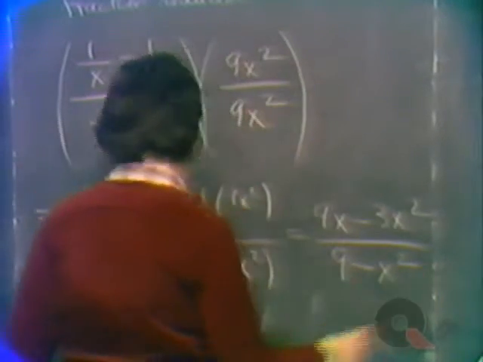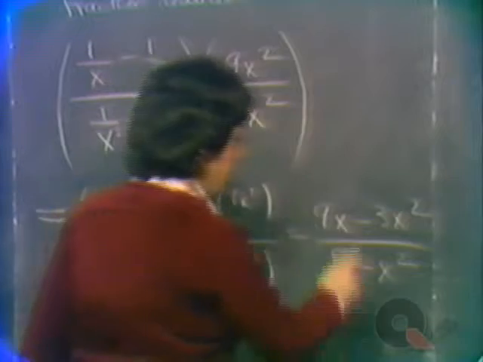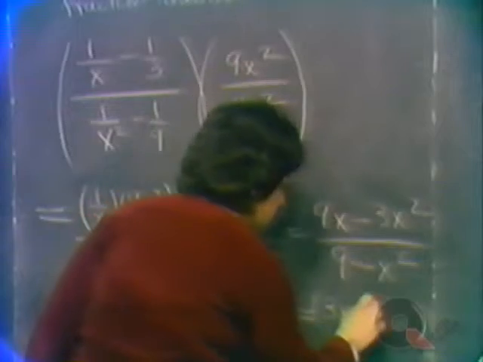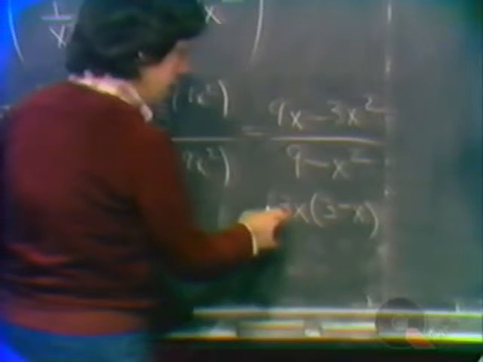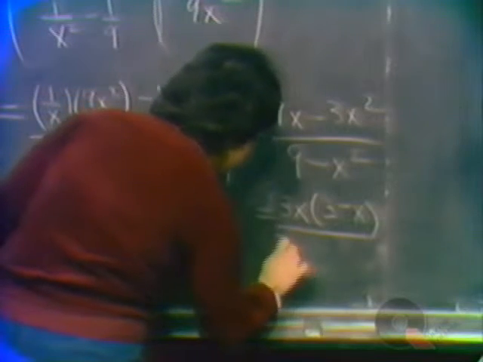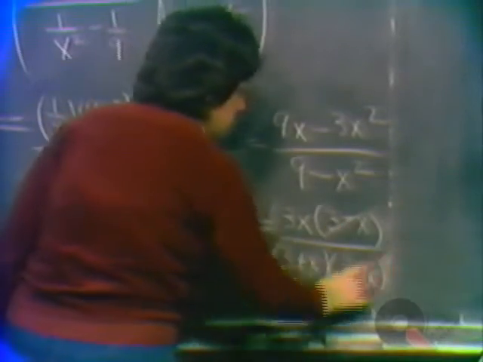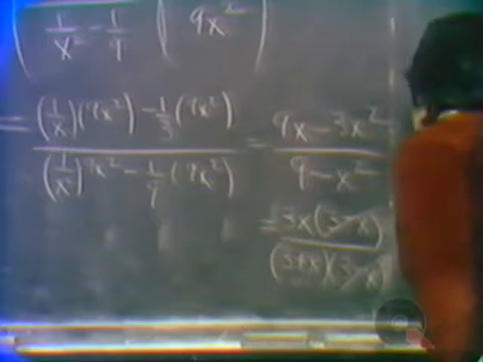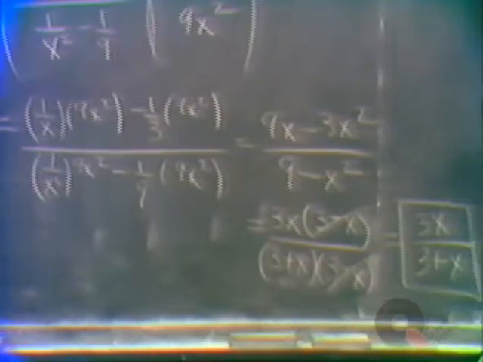Now we're trying to reduce this to lowest terms. We'd like to factor the numerator and denominator completely. In the numerator, we have a common factor that we can pull out of 3x, leaving us with a 3 minus x here. Check this, we get 9x minus 3x squared. In the denominator, difference of two squares, we can write as 3 plus x times 3 minus x. We can now divide numerator and denominator by 3 minus x, giving us a final answer of 3x over 3 plus x, or 3x over x plus 3, but this is as far as we go.